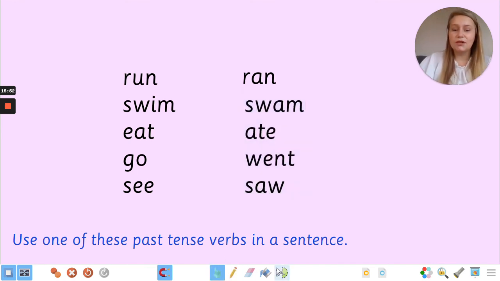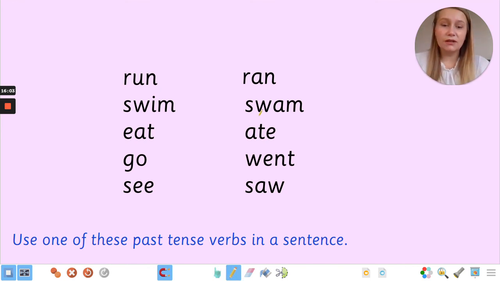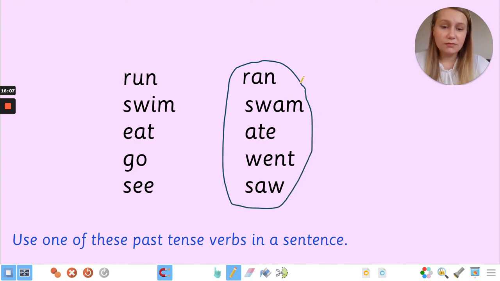Super. Okay, so let's have a look then. Swim becomes swam, eat becomes ate, go becomes went, and see becomes saw. So as we've done before, I'd like you to choose one of these past tense verb forms, and I would like you to use it in a sentence.